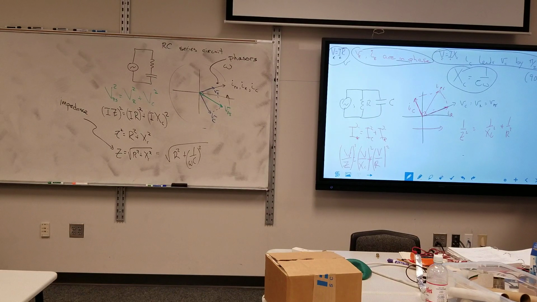To find Z, I take the square root and the reciprocal in one order or the other. And so Z is the square root of 1 over X sub C squared plus 1 over R squared, all inverted. And that's the formula for the impedance for the RC parallel, sorry.